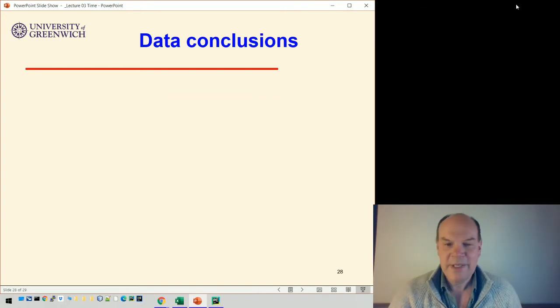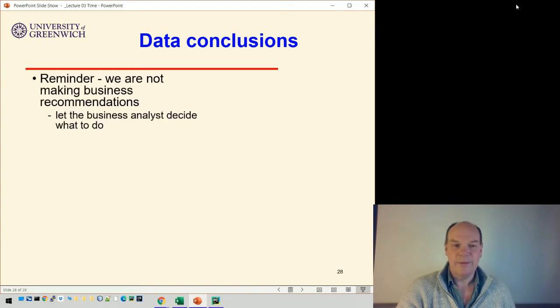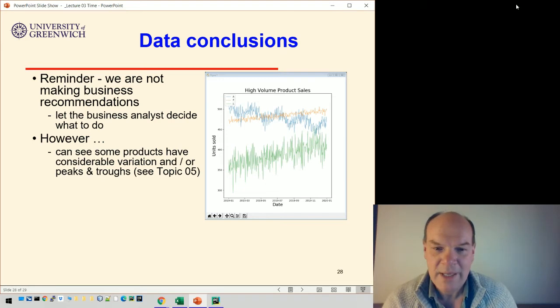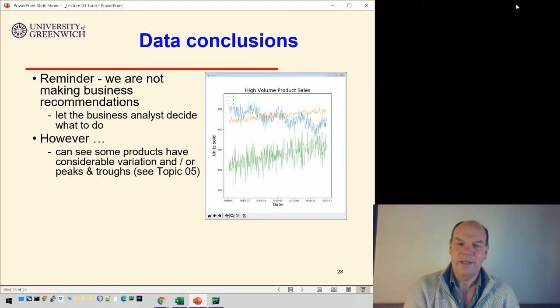So what can we tell from the data? We found out quite a lot more than we knew last week. So we knew about relative segments last week. Remember, we're not making business decisions, but what we can see is that some products have considerable variation and peaks and troughs. Okay, peaks and troughs is interesting, so we'll look at that in topic 5 in a couple of weeks.